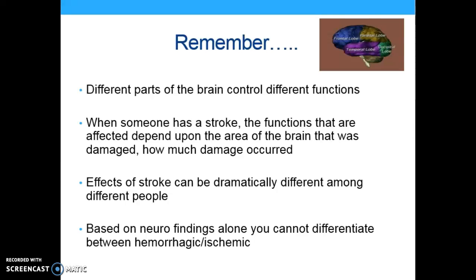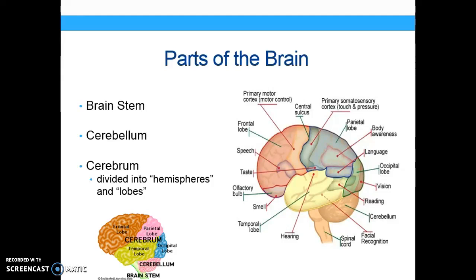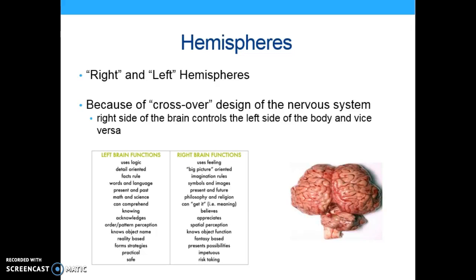So as I had mentioned, different parts of the brain control different functions. Three main parts of the brain include our brainstem, our cerebellum, and our cerebrum, which is divided into hemispheres and lobes. So we have right and left hemispheres, and because of the crossover design of the nervous system, the right side of the brain controls the left side of the body and vice versa. So when an individual has a stroke on the right side of their brain, they often have left-sided symptoms. And when an individual has a stroke on the left side of the brain, they have right-side symptoms.